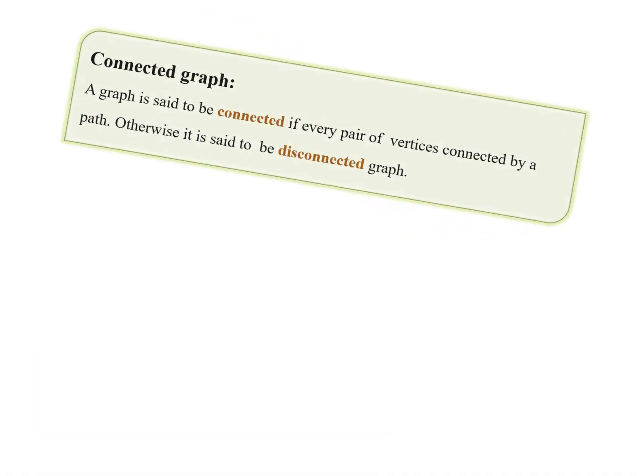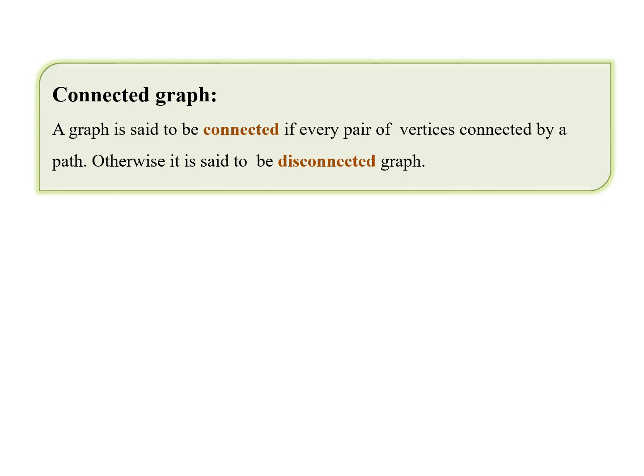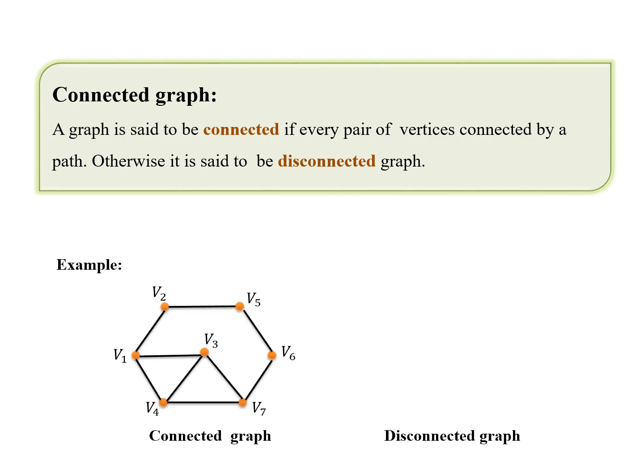Connected graph. A graph is said to be connected if every pair of vertices is connected by a path. Otherwise, it is said to be a disconnected graph. First one is the example for connected graph. Here, every pair of vertices is connected by a path.